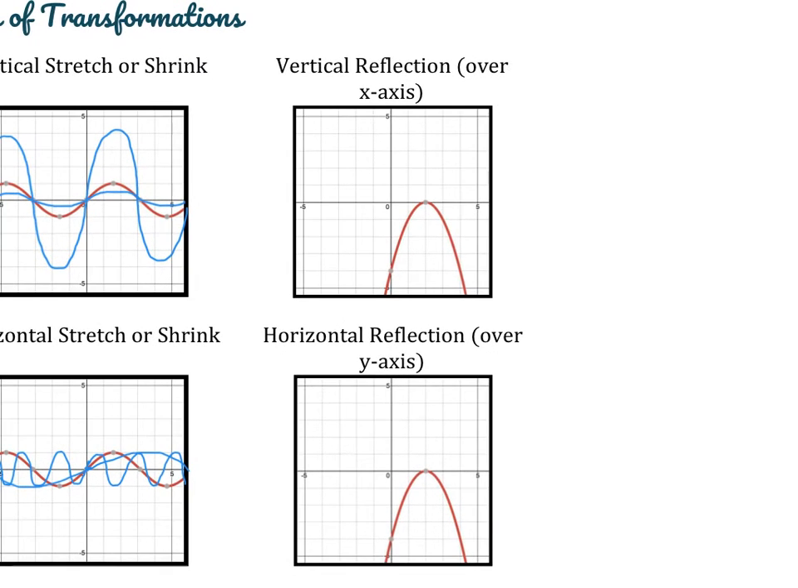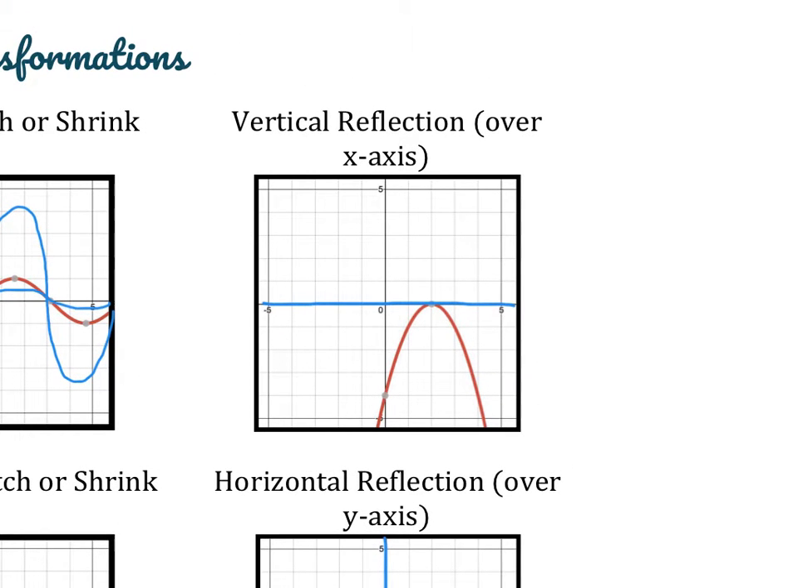Now, the last type of transformation is called a reflection. So there's 2 types of reflections. There's a reflection over the x-axis, which results in a vertical type reflection, and there's a reflection over the y-axis, which results in a horizontal type of reflection. So for a vertical reflection, essentially anything that was on the bottom moves to the top and vice versa. So if we're going to reflect this graph over the x-axis, it would look something like this.